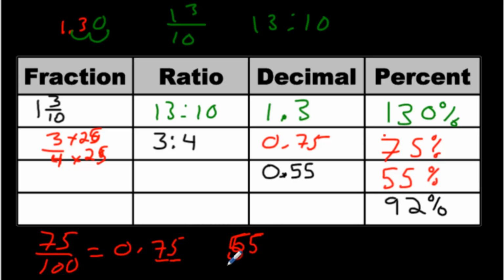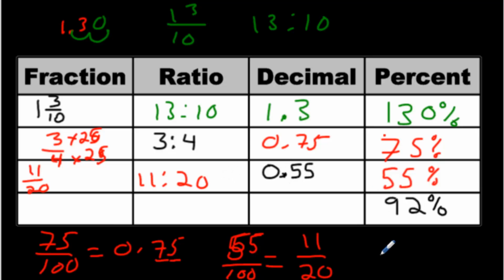55 out of 100. And then what do we do? We're going to shrink it down. We can divide by 5. Well, 5 goes into 55, 11 times. And 5 goes into 100, 20 times. We've got 11 out of 20, which is 11:20 in ratio form.